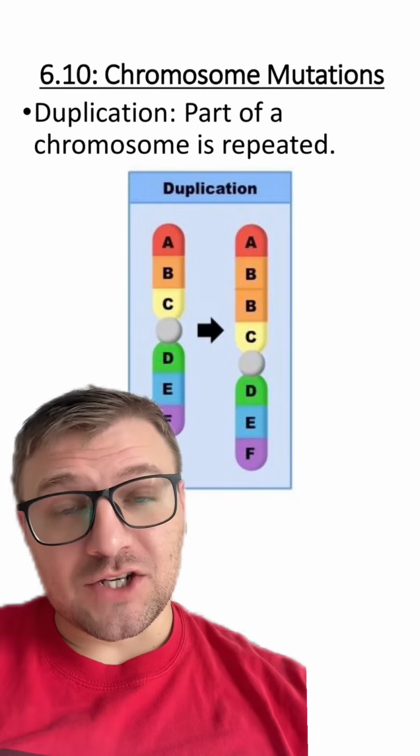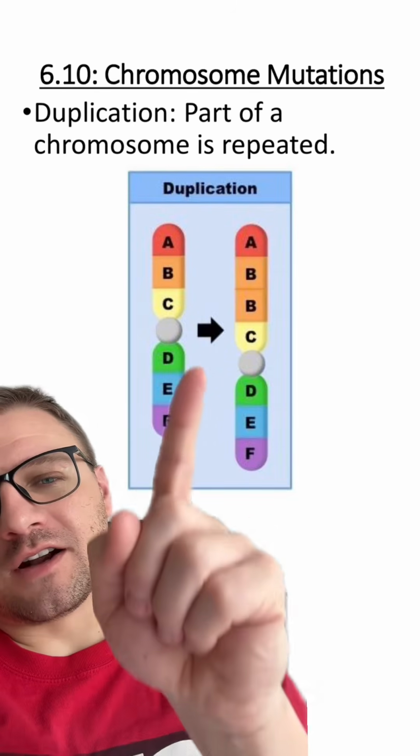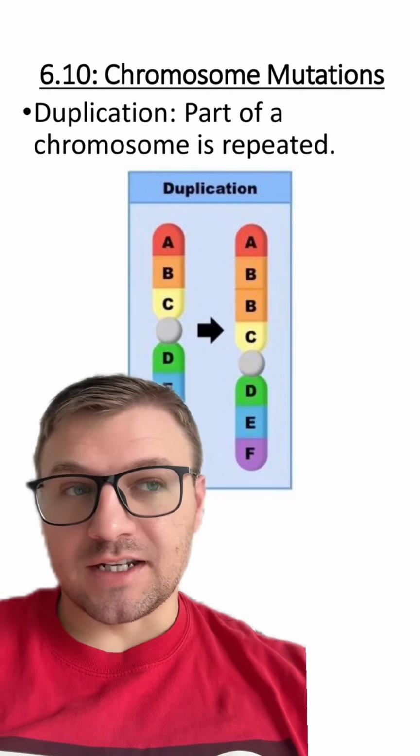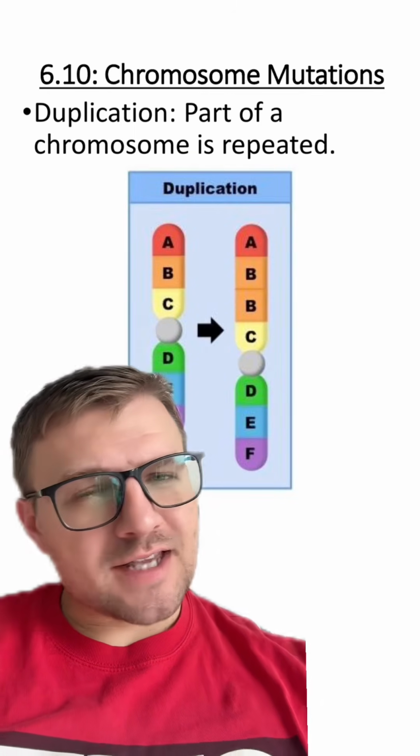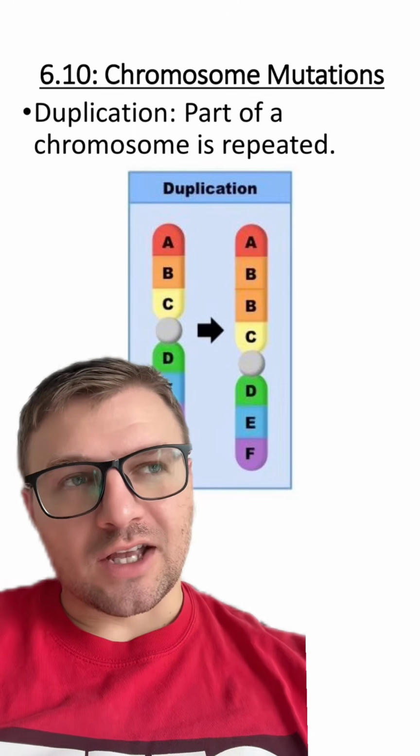In a duplication mutation, part of the chromosome is repeated. You can see our chromosome A through F here. Part B is repeated. So a chromosome will have extra DNA that it really shouldn't have. It might not sound bad to have extra DNA in a chromosome, but this extra DNA can cause problems.